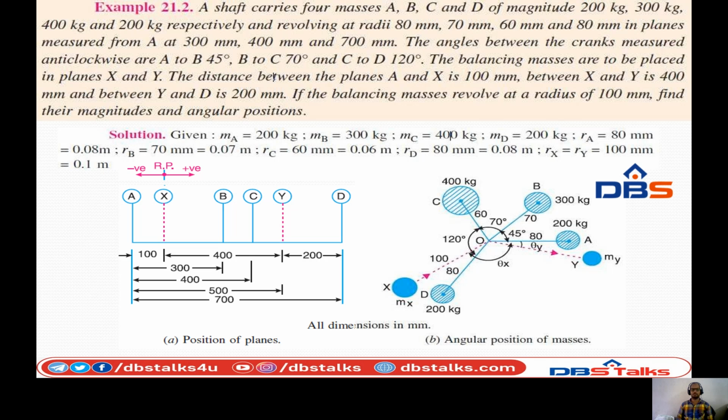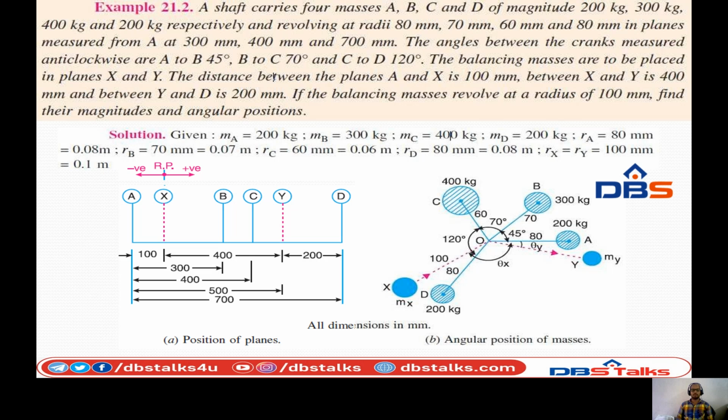The balancing masses are to be placed in the planes X and Y. The distance between the planes A and X is 100 mm, between X and Y is 400 mm, and between Y and D is 200 mm. And if the balancing masses rotate at a radius of 100 mm, find their magnitude and angular position. So here what we need to find out is the balancing mass magnitude and angular position, that means theta, with respect to X and Y or A.